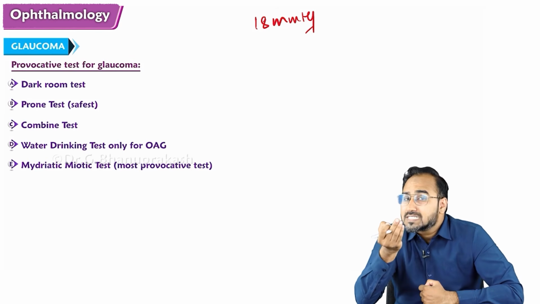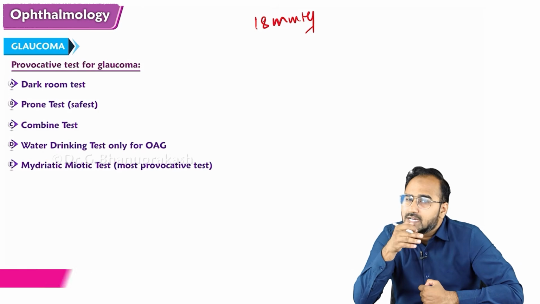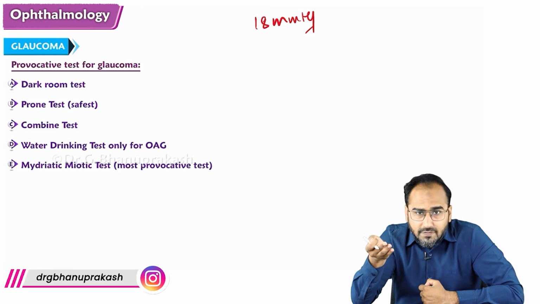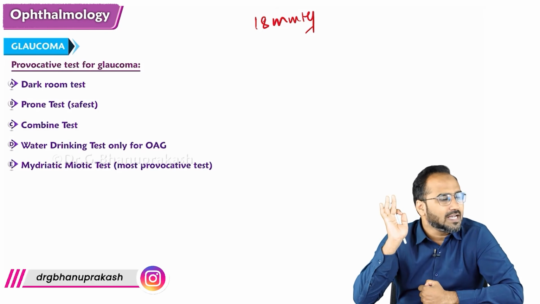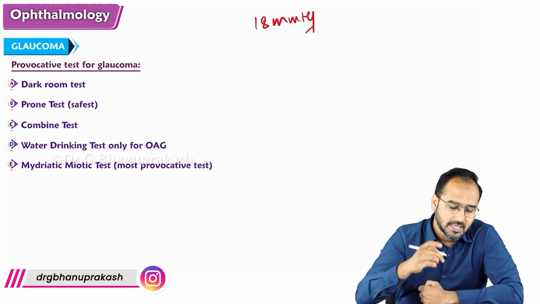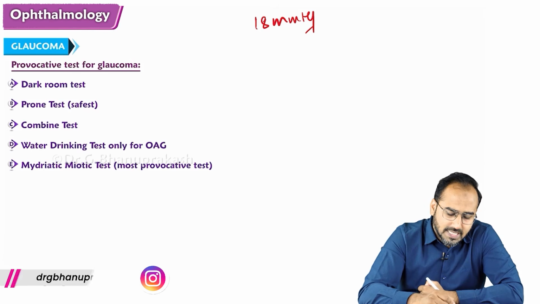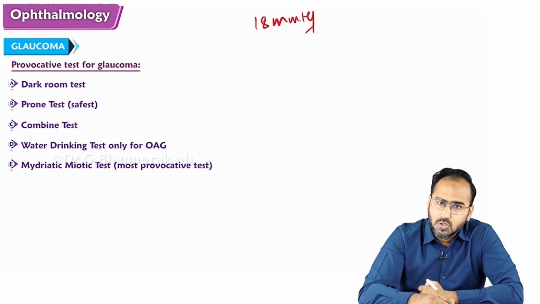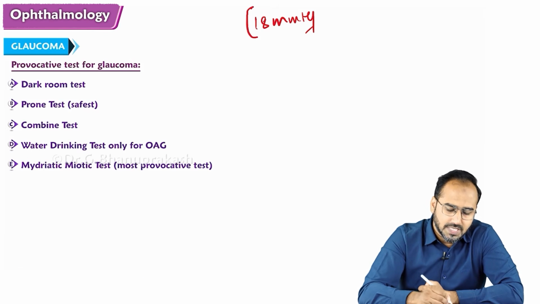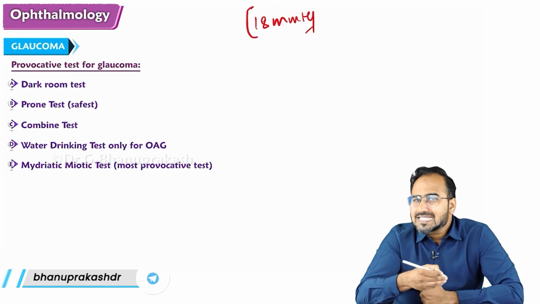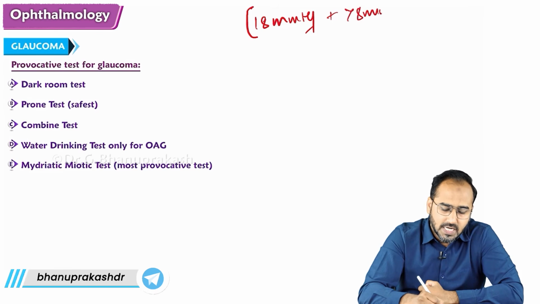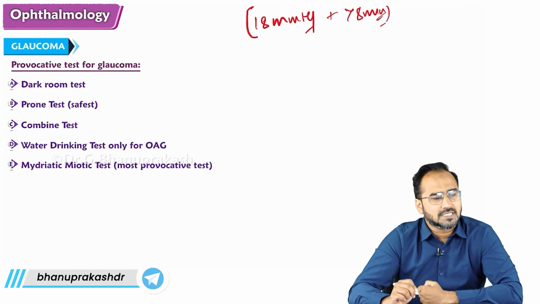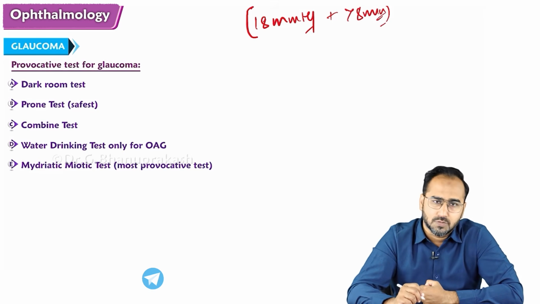But if any person has a raised intraocular pressure of more than 8 mm of Hg from the baseline, then it indicates that he is having glaucoma. So remember, guys, before sending the patient into the room, his intraocular pressure was 18. After he comes from the dark room, how much is the increase in the intraocular pressure? More than 8 mm of Hg. If it is more than 8 mm of Hg, it is suggestive of glaucoma. That is the dark room test.